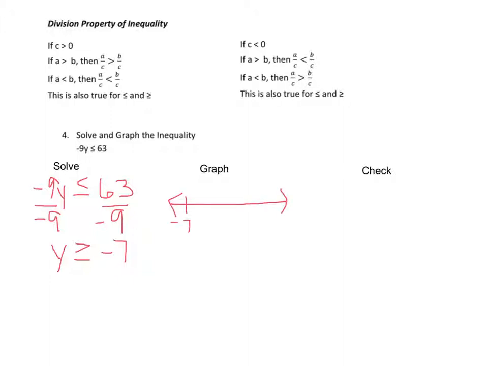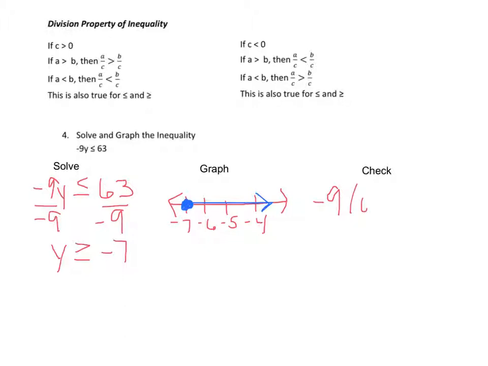So we have -7, -6, -5, -4. It has greater than or equal to, so we're going to include -7. We color it in. We draw our arrow to the right. And there's our graph. Now when we go to check it, we want to pick a number that is greater than -7. So I'm going to pick 0.